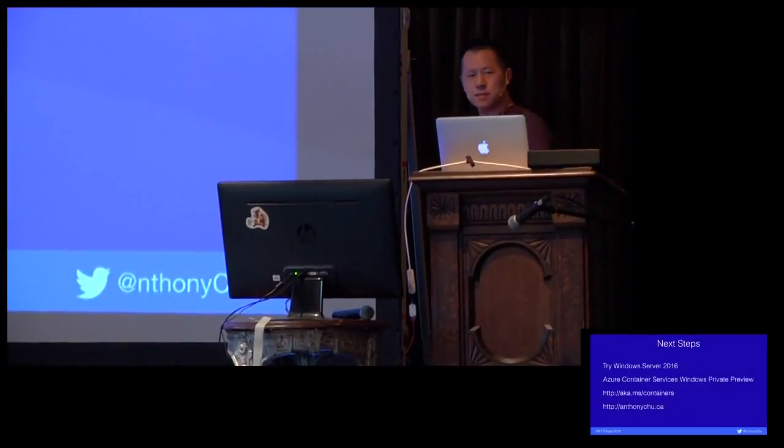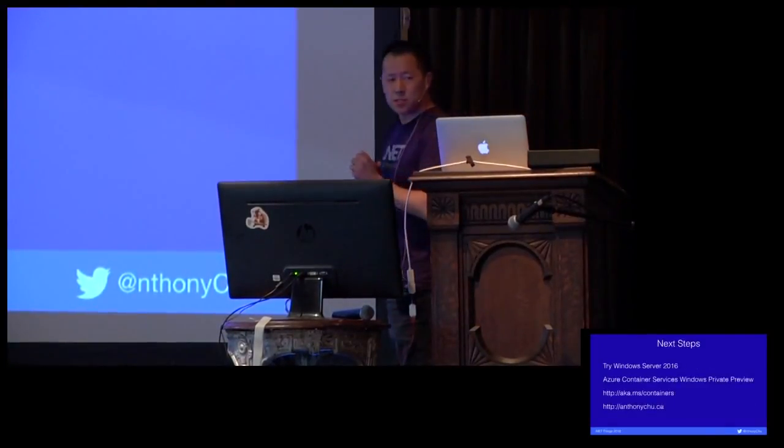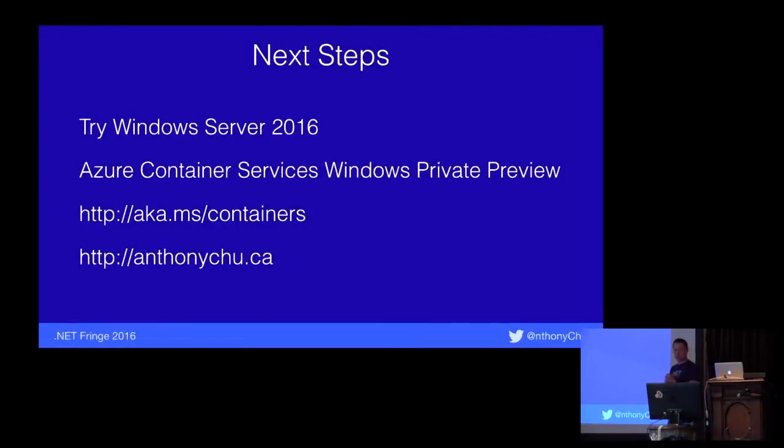Some next steps. If you're interested in trying out Windows Server 2016, I think you download the technical preview and try it out. Azure Container Services actually has a private preview for Windows containers out. So if you sign up for that, you can spin up one of these Docker Swarm clusters that has both Linux nodes and Windows nodes on it.